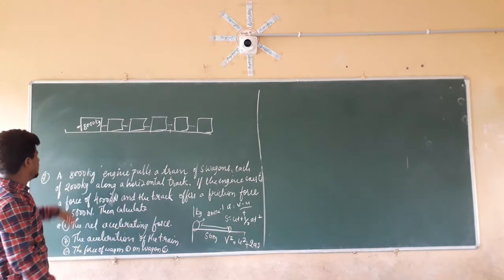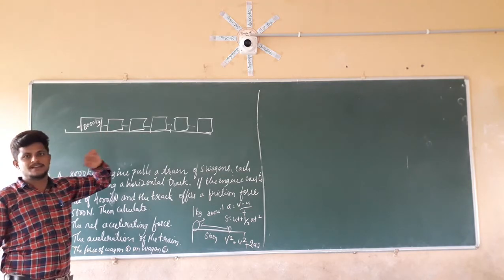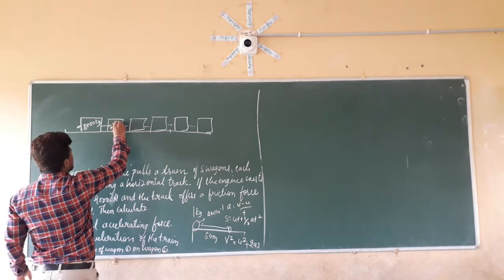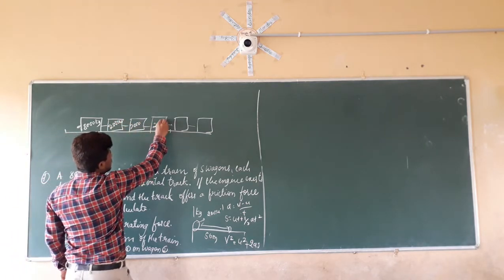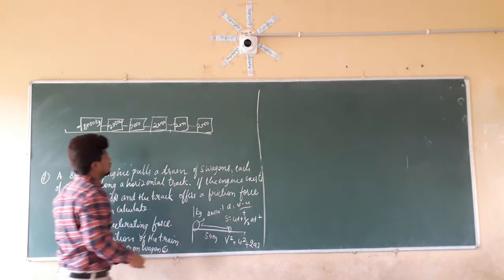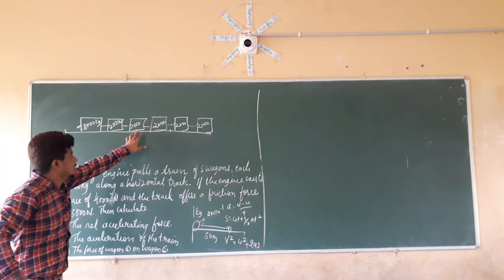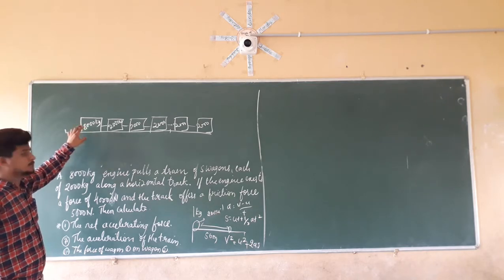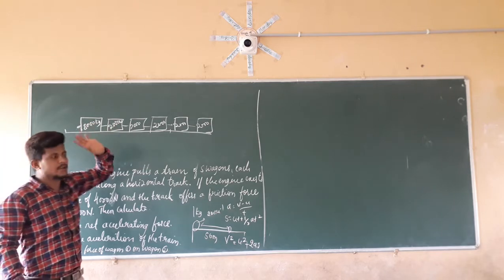So this engine is going to pull 5 wagons, 1, 2, 3, 4, 5, each having a mass of 2000 kg. The mass of each wagon is 2000 kg. So each wagon has a mass of 2000 kg, and these 5 wagons are being pulled by the 8000 kg engine.